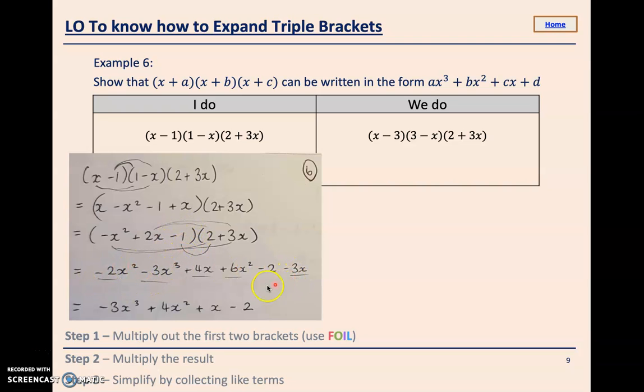We then have to collect our terms. Now again, this is why I said it's important that we remember the symbol or the sign before our term. So we have negative 3x cubed, not 3x cubed. Yep. We have negative 2x squared and positive 6x squared. So if we have positive 6 and negative 2, we'd end up with 4x squared. And once we've collected all our terms, that's what we end up with.